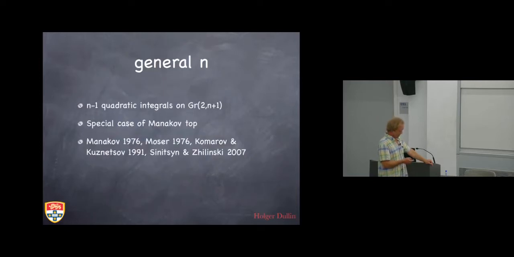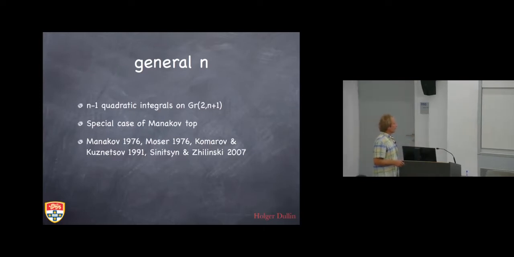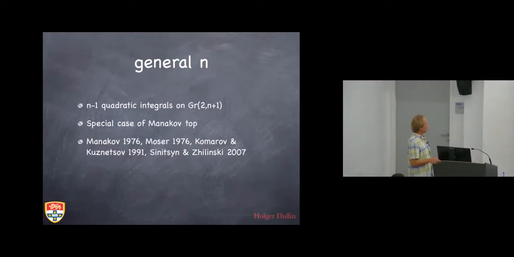Okay, so one remark on the general case. You get n-1 quadratic integrals on this larger Grassmannian. And this is simply a special case of the Manakov top. It's special because the rank of this matrix of angular momentum is 2. And in general, for the Manakov top, it's not 2. There's a beautiful article also by Moser about the Lax representation of that system. I wanted to mention Komarov, Kuznetsov, and Zhedanov and Zielinski, who looked in more detail at that system.